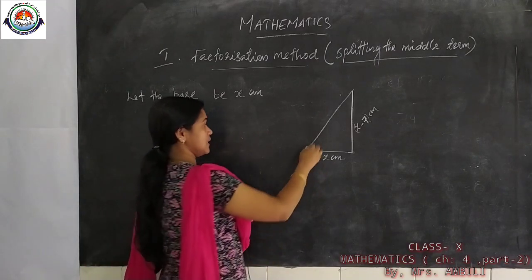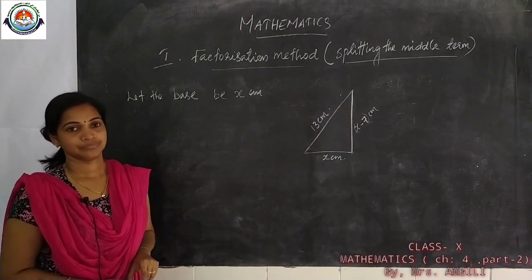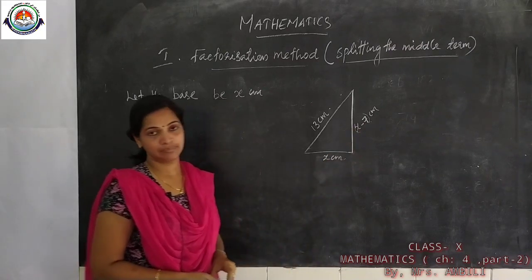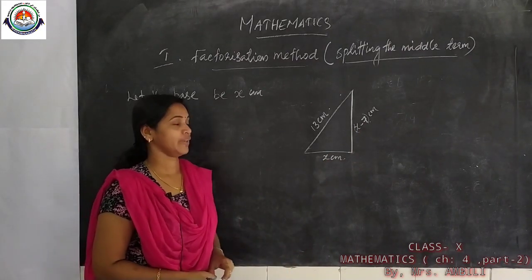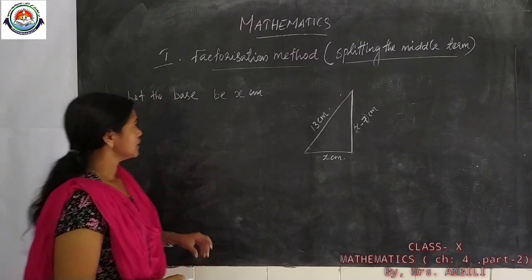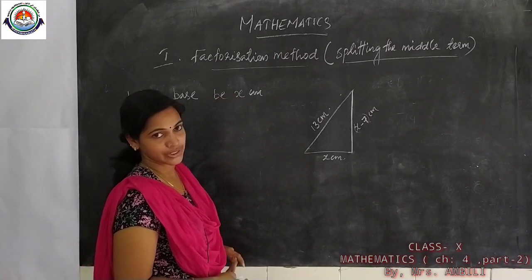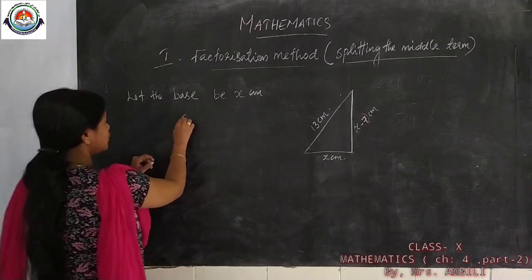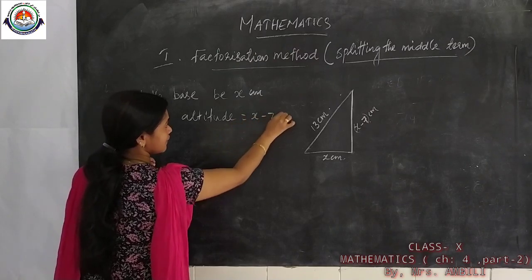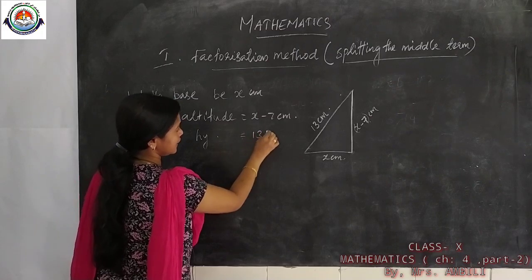Then also it is given that the hypotenuse is 13 centimeter. We need to find out the other two sides, this x centimeter and x minus 7 centimeter. This we need to find out, the value of x. So, let the base of the right angle triangle be x centimeter, then its altitude is x minus 7 centimeter and the hypotenuse is given, it is 13 centimeter.